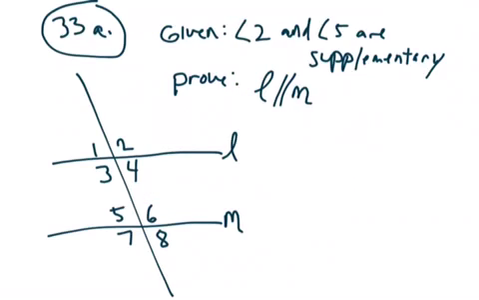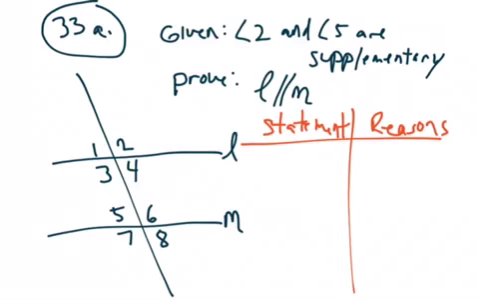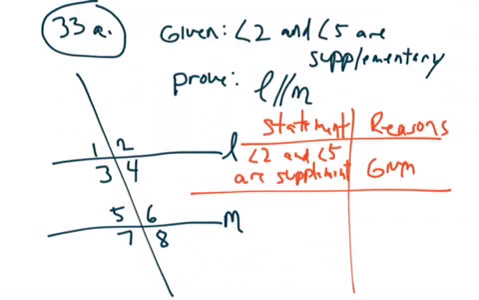This problem, given angle 2 and 5 are supplementary, we're proving L and M are parallel. So parallel means that using the alternate interior angle theorem or same side interior, all those are off the table because we do not know that the lines are parallel yet. We have to prove that they are. Okay, so to prove this, let's have statements and reasons, and let's fill in our given. That angles 2 and 5 are supplementary because that's given.